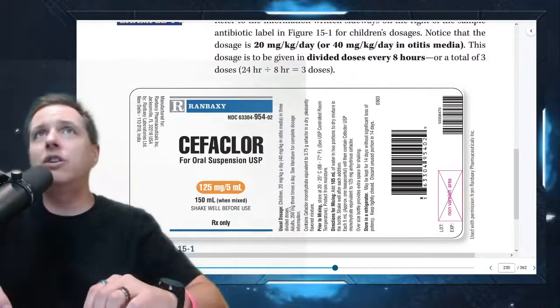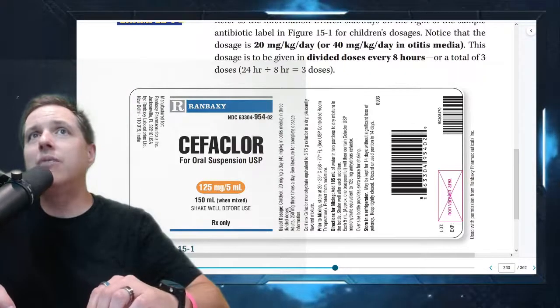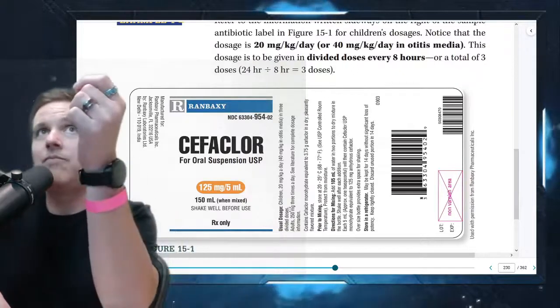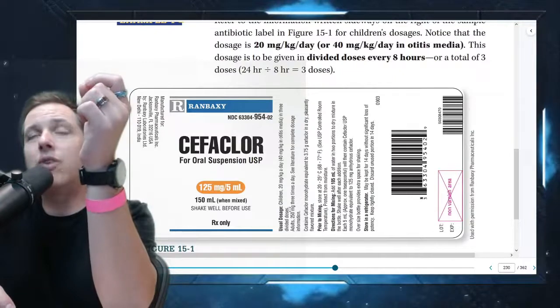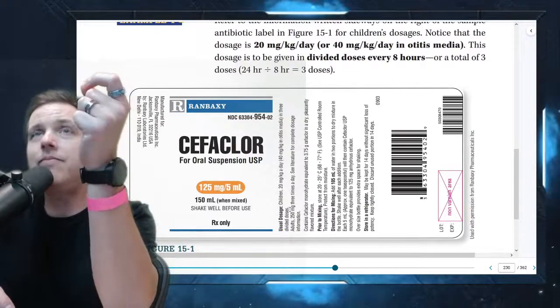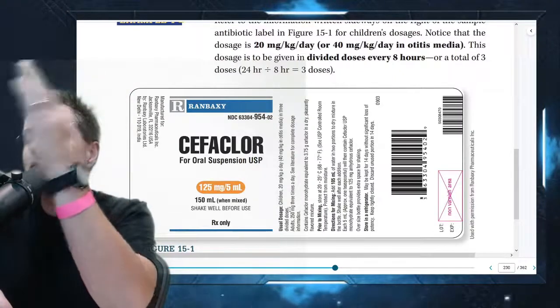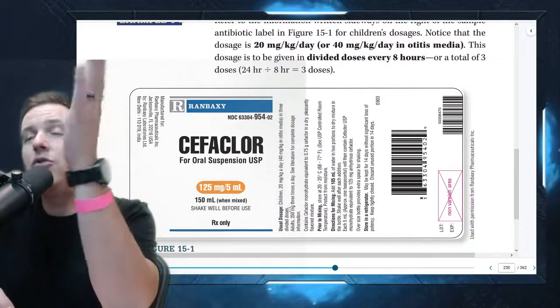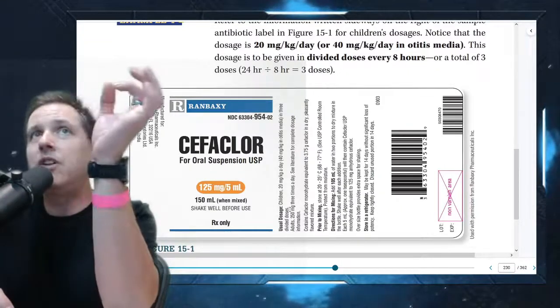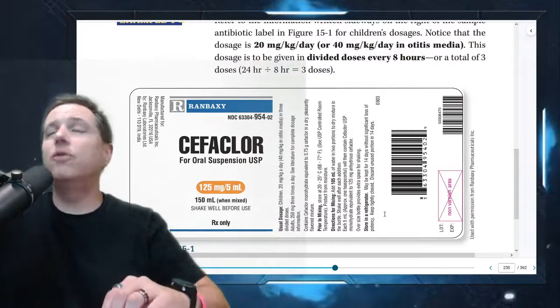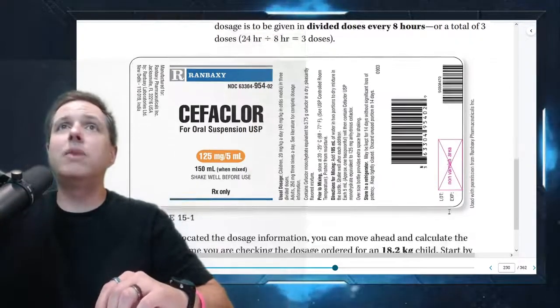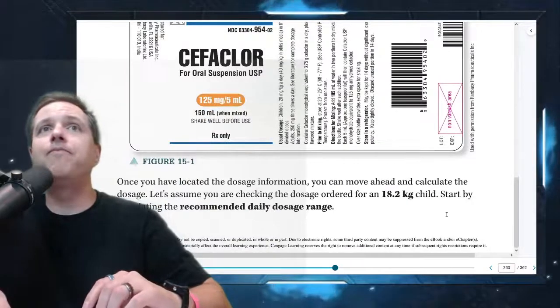So basically what you're going to do is figure out how many kilograms the person weighs, and then for each kilogram, they get 20 milligrams of the medicine. Then you figure out what that is, then you divide that by 3, and every 8 hours, that's how much they get over the course of the medicine.